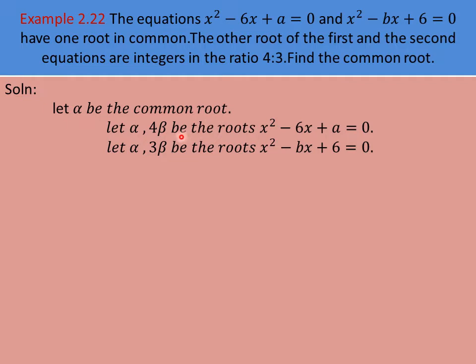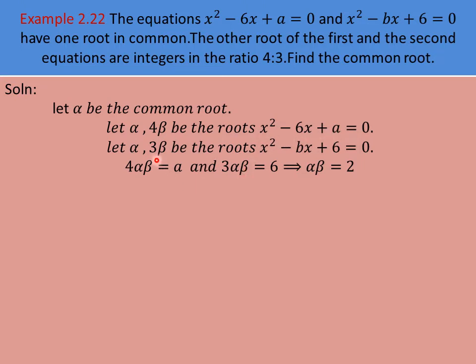Okay. So one root is common. Alpha is common for both the equations. So the other root for the first equation is 4 beta. Since it is in the ratio form, along with this number it will take a scalar. So here I am taking the scalar as beta. So the second root for the second equation is 3 beta. Now you can find the product of the roots. So alpha into 4 beta means 4 alpha beta. For product of the roots, the formula is C by A. So you'll get a by 1.